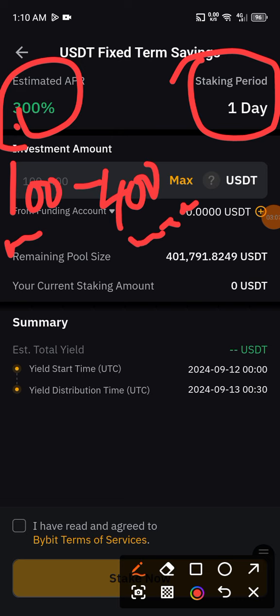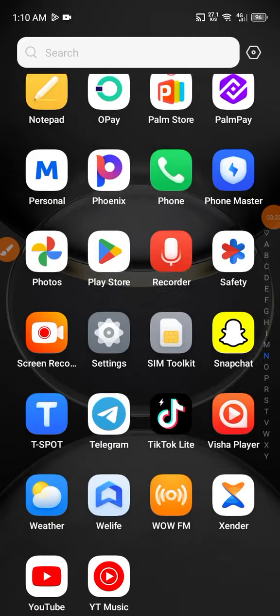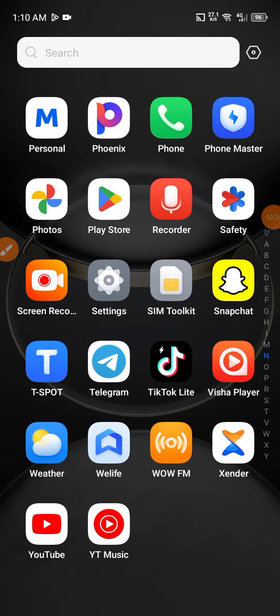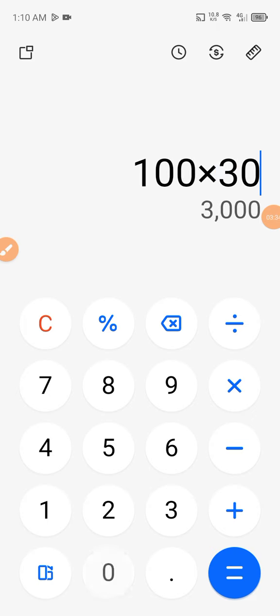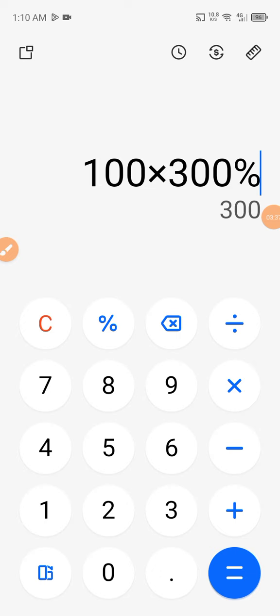Now let's check, what is the 300% of 100 USDT? So that we can really understand what exactly we're doing here. Let's go quickly to the calculator to check this 300%. Now let's say 100 USD times 300%. Wow. That's 300.